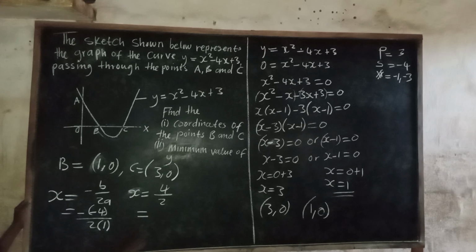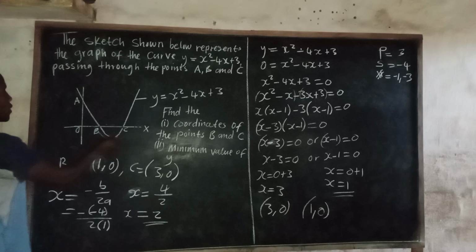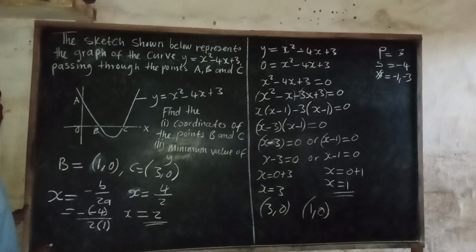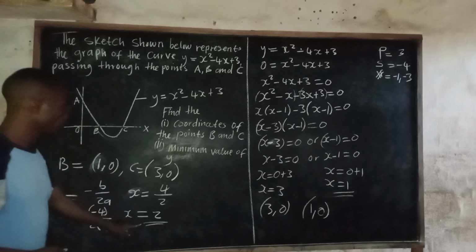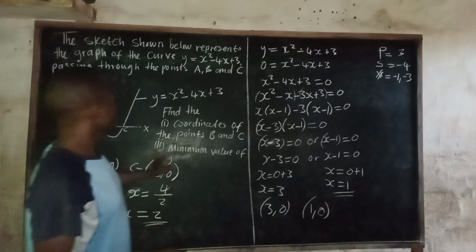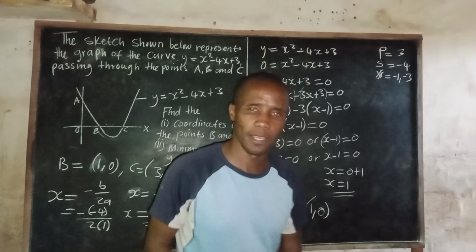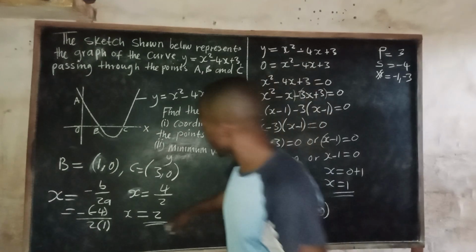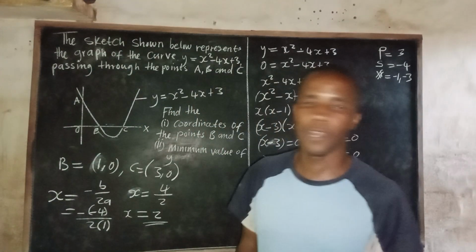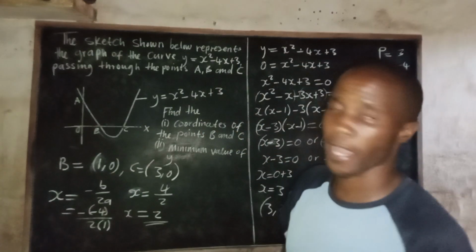Okay, so now 2 into 4, it's 2. So the axis of symmetry is what? 2. This is the one. So we have found x. Now the question says minimum value of y. So how are we going to find y? Now that we have found x, it is going to be very, very easy for us to find y.